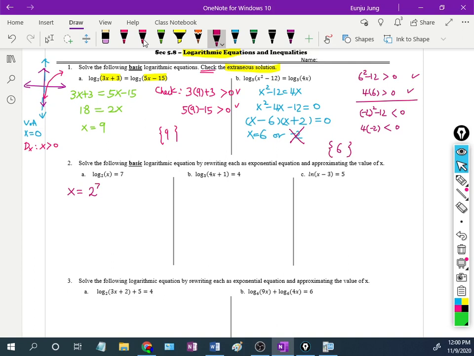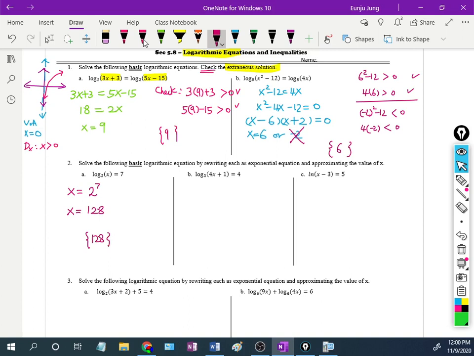Fortunately, we got the answer, right? So x is the same as, what's the number? 128? Yeah, that's the answer. Can I plug 128 here? Yes, the domain worked, right? Because it is greater than 0. So that is the solution.